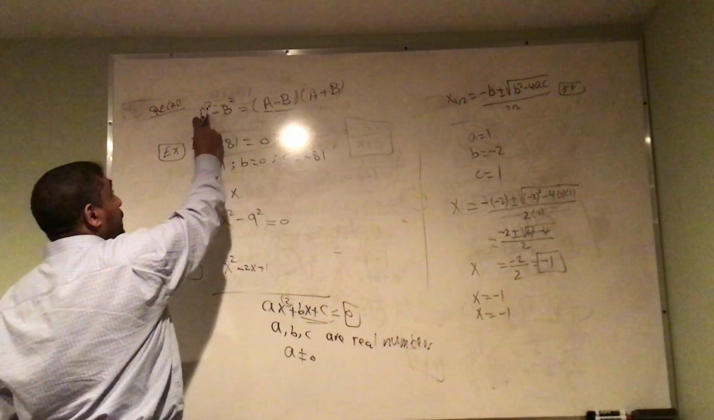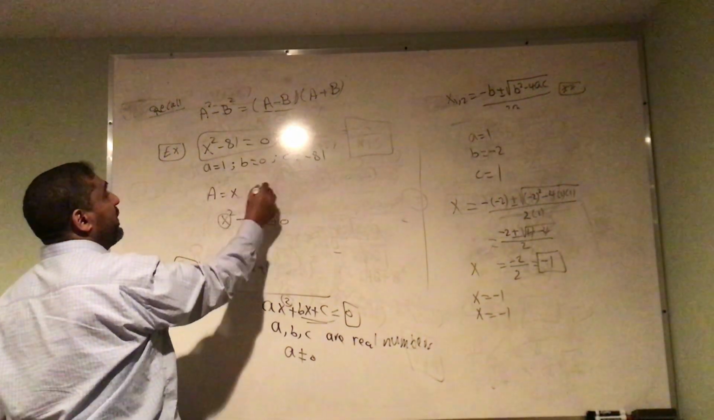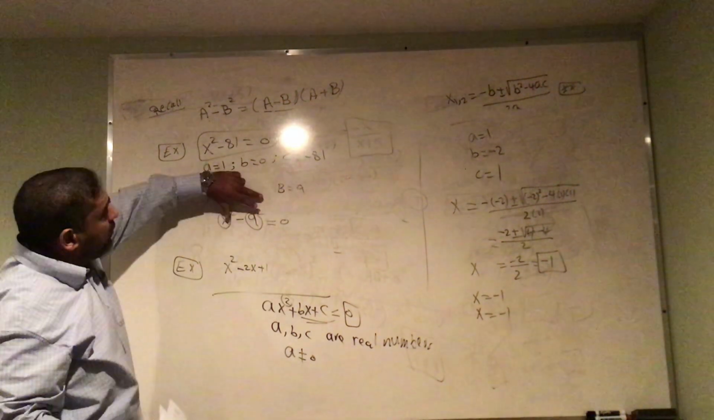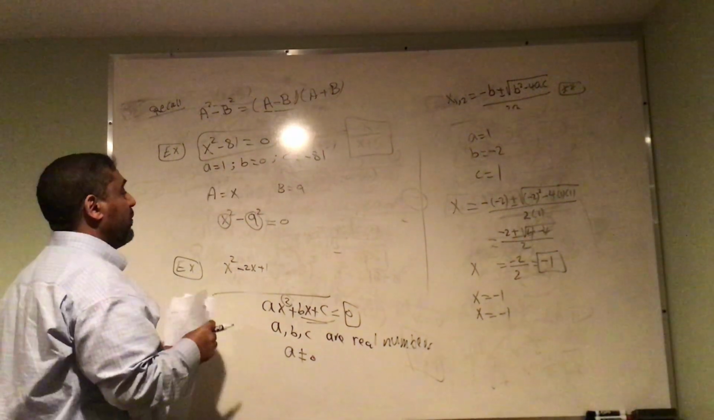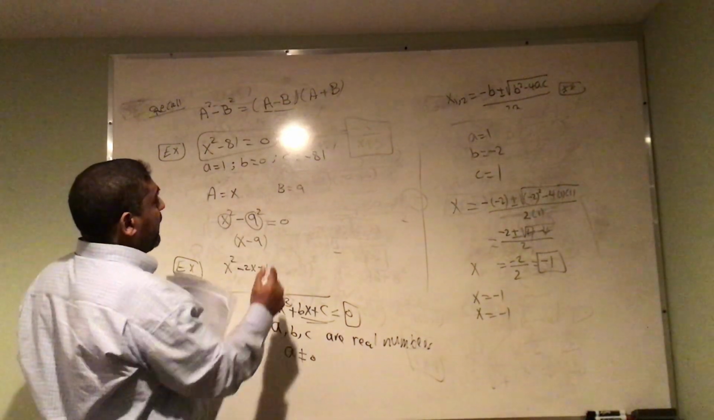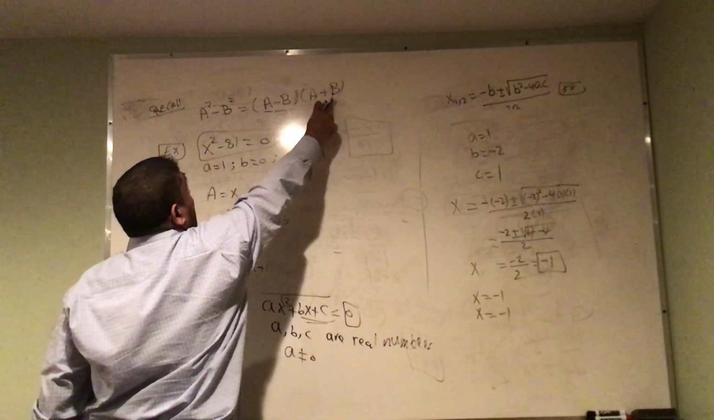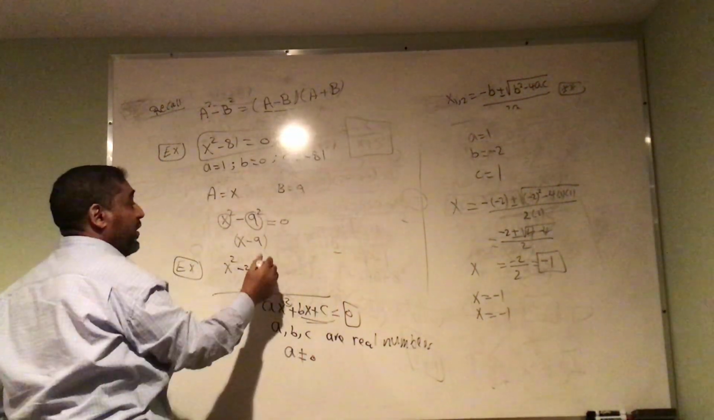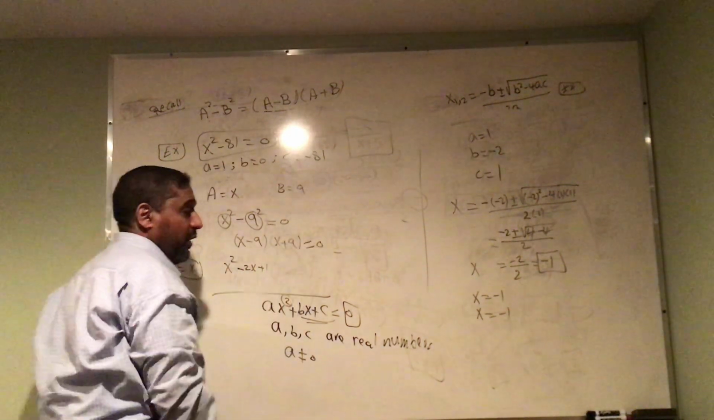So when I compare, your a here is x. What is your b? Your b here is 9. So I do the same: I hide the exponent. What do you have left? x minus 9. One bracket will be x minus 9, multiplied by the same with a plus b. Your a is x and your b is 9, so you have x plus 9, and the whole thing equals 0.